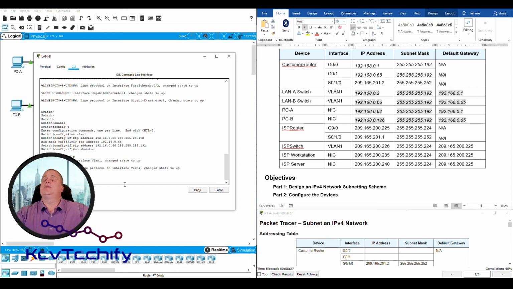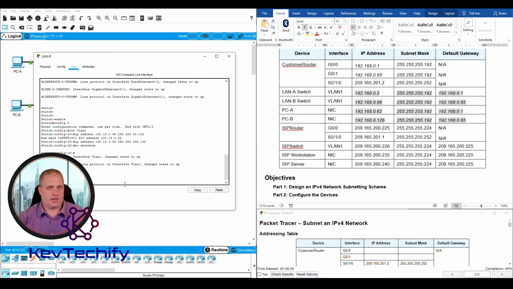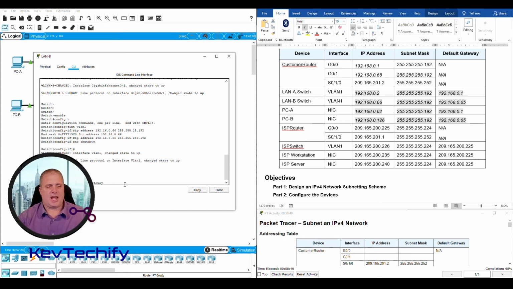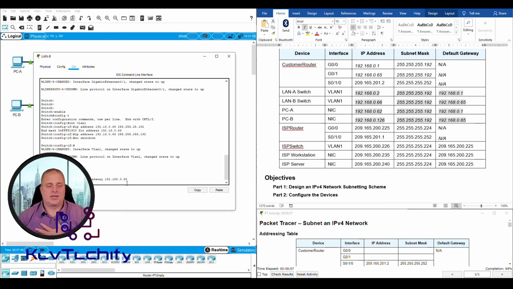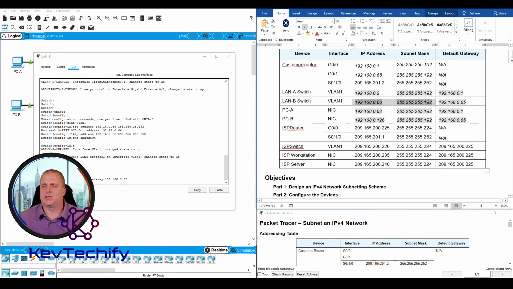Once again, the default gateway is a device-wide setting. It's not per interface, so we type exit once to get out of configuring just an interface. Takes us out to global configuration mode. IP space DEF tab default gateway, and our default gateway was 192.168.0.65. No subnet mask because we're not setting the address. We're connecting to an existing one already. Go ahead and set that up. Brings us up to 69% completion.